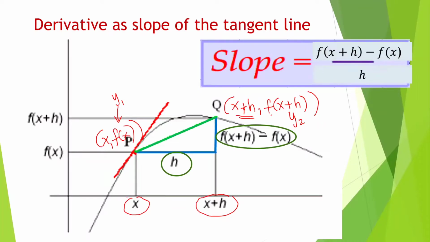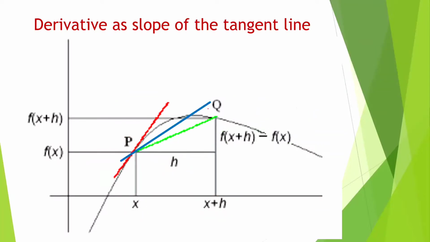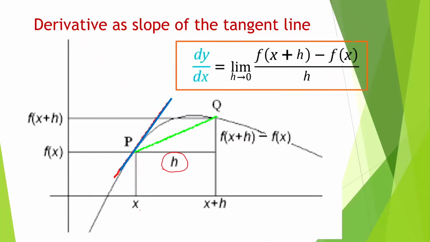Okay, so what we want is the slope of the tangent line and not the slope of the line determined by these 2 points. So we want Q to be closer and closer to P, very close to P, because what we want is actually the slope of the tangent line at P. So we want x plus h to be very, very near to x until such time that h is almost 0. So we want h to approach the value of 0.